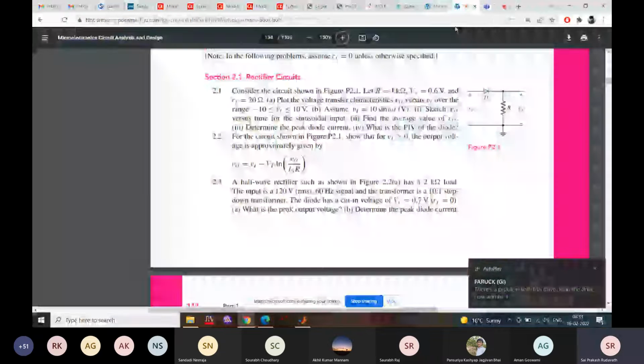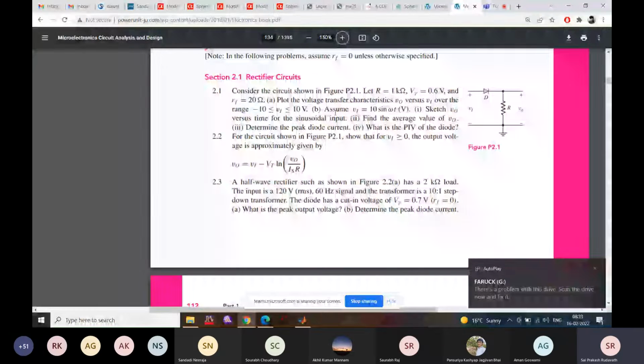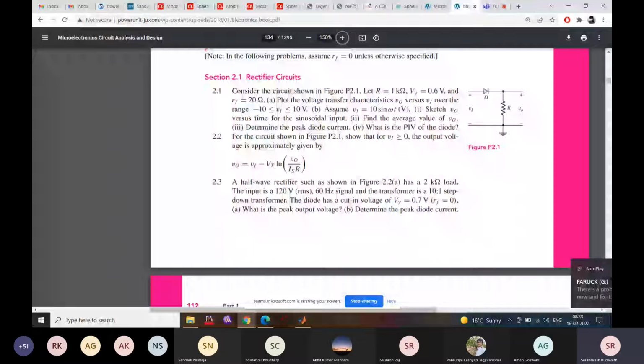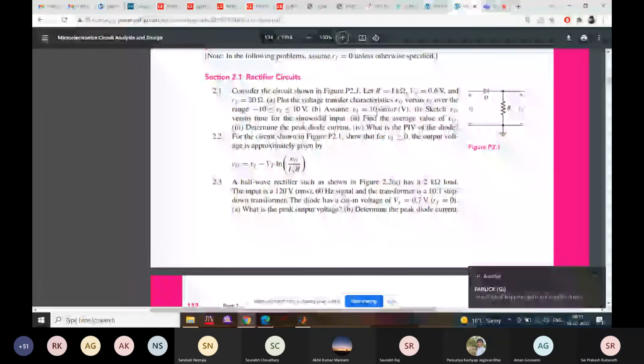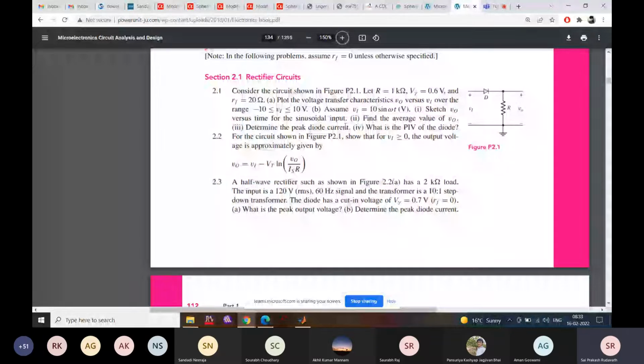So everyone got the answer, right? Try to solve the second part, B part. Now consider the sinusoidal with 10 volts maximum voltage amplitude. Then find the average values, peak values, and PIV, peak inverse voltage. What is peak inverse voltage? Anyone know? Why is it important?